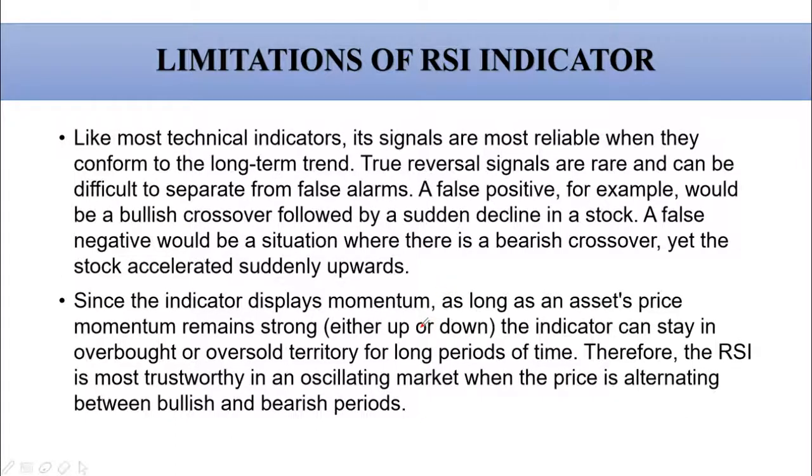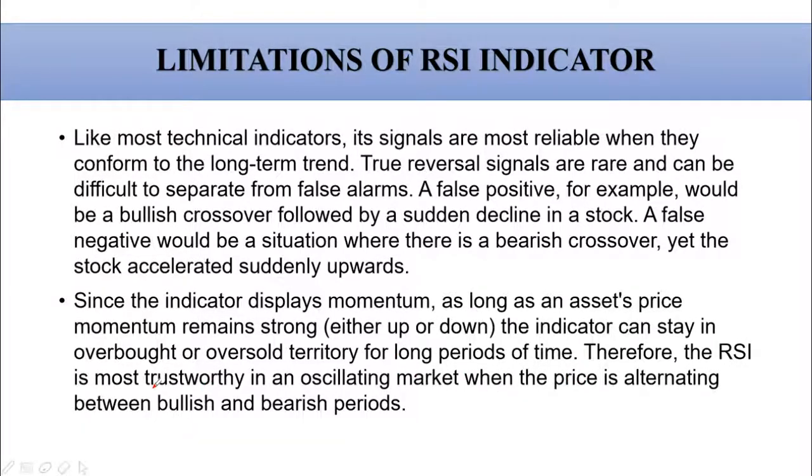First, like most technical indicators, its signals are most reliable when they conform to the long-term trend. True reversal signals are rare and can be difficult to separate from false alarms. A false positive, for example, would be a bullish crossover followed by a sudden decline in a stock. A false negative would be a situation when there's a bearish crossover yet the stock accelerated suddenly upwards. Since the indicator displays momentum, as long as an asset's price momentum remains strong, up or down, the indicator can stay in overbought or oversold territory for long periods of time.